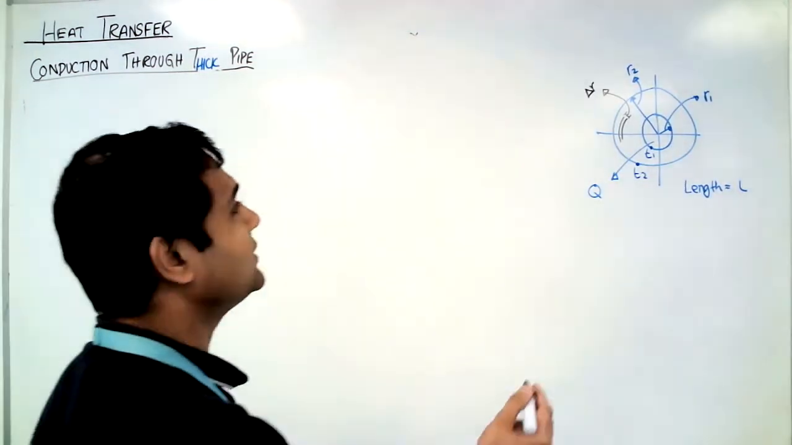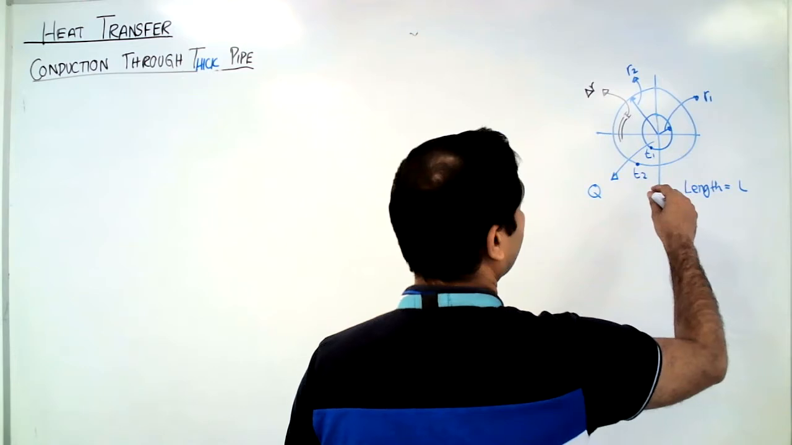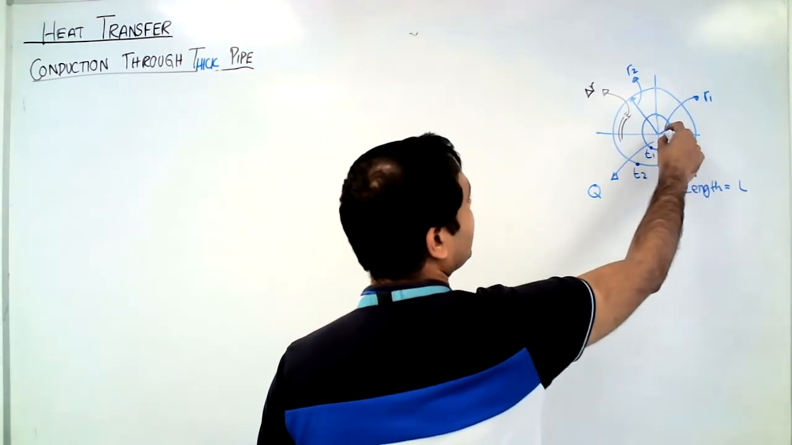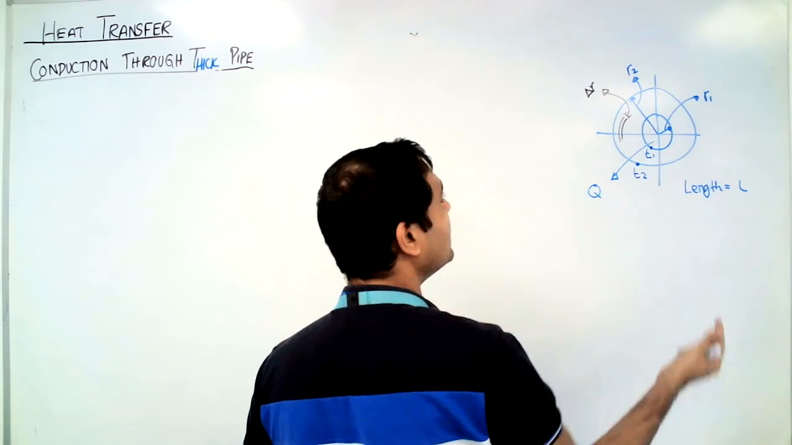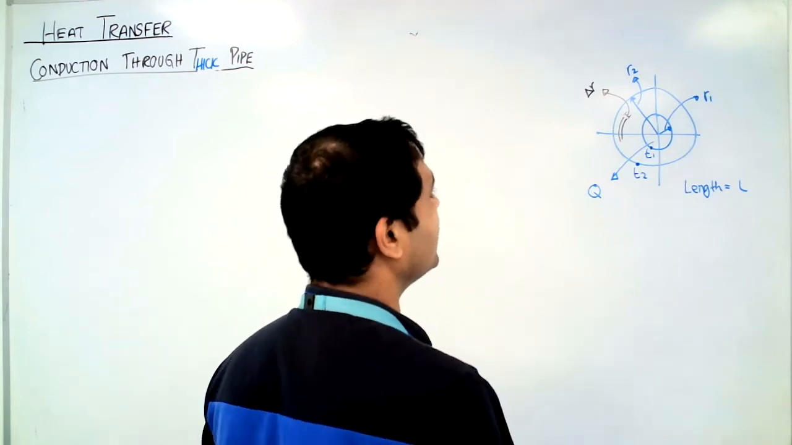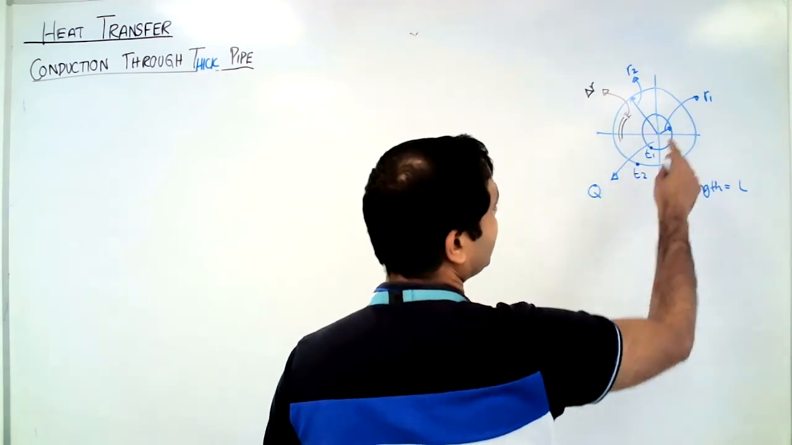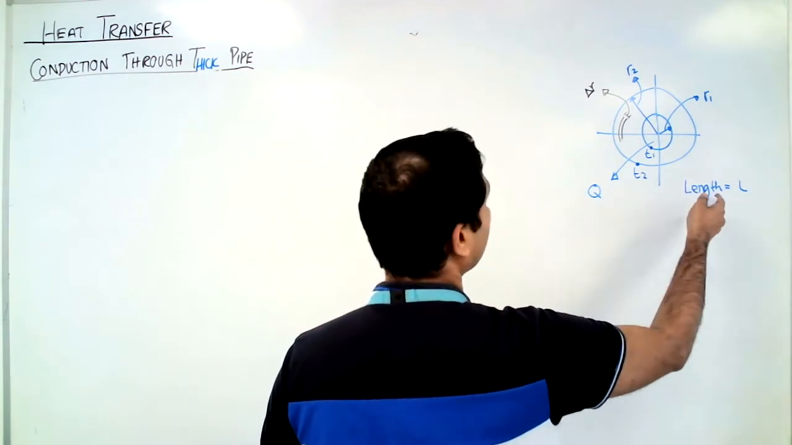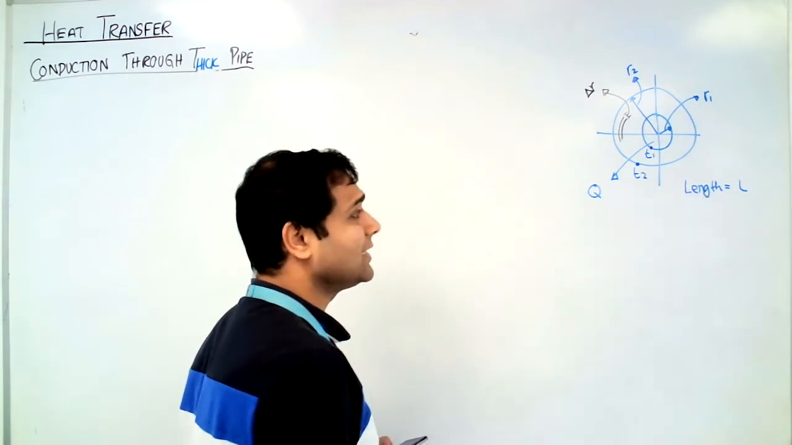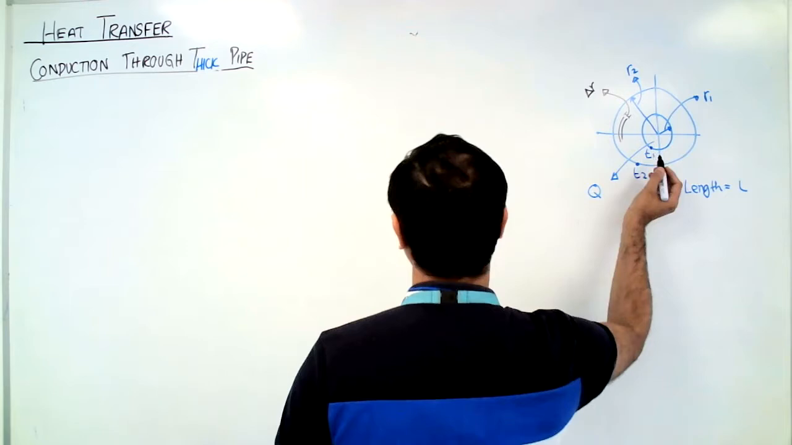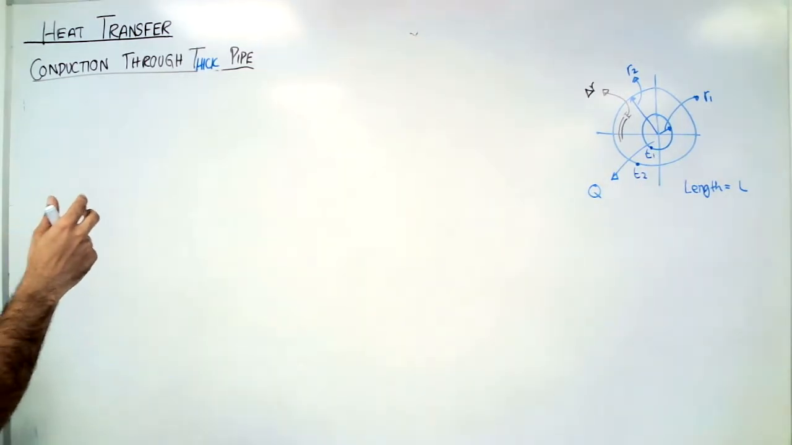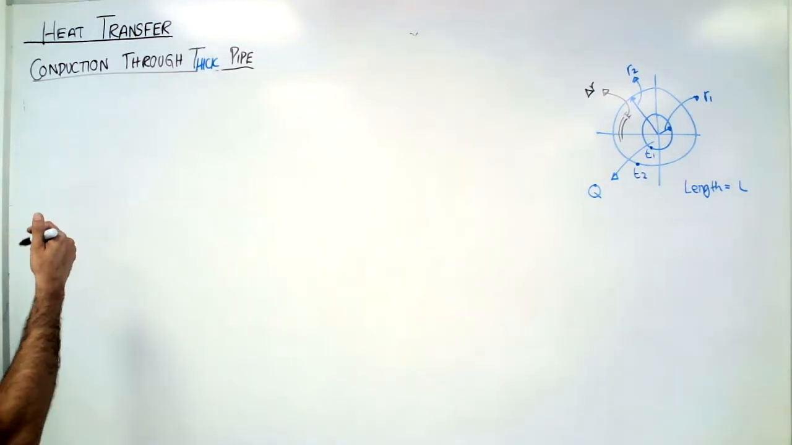Okay, let's assume there's a cylinder. The cylinder has an inside radius R1 and an outer radius R2. The thickness of the cylinder is R2 minus R1, which gives you the thickness of the cylinder or pipe. The length of the pipe, let's imagine it's L. We also assume that heat flows from the inside to the outside, so there's hot water or a hot thing flowing in the pipe.